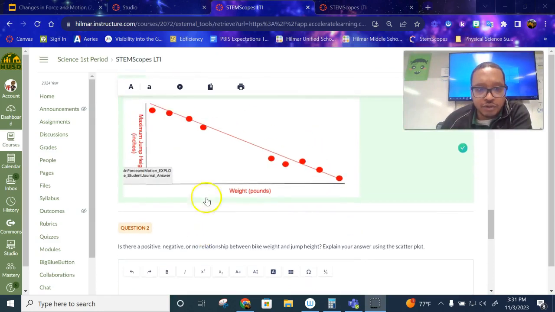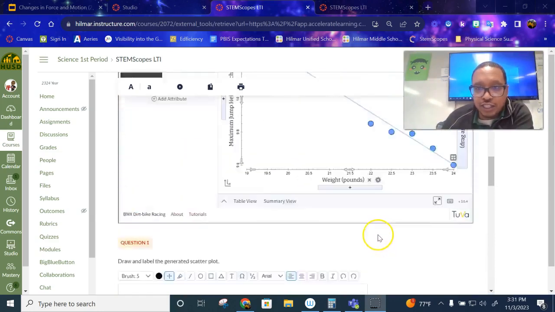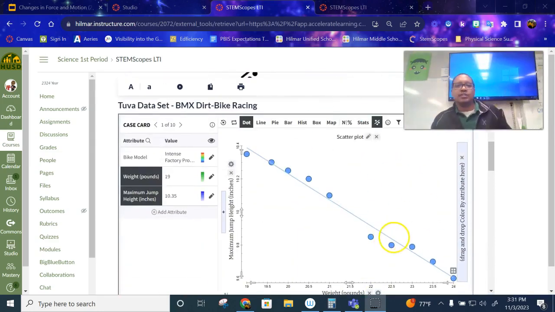Okay, then number 2 says, is there a positive, negative, or no relationship between the bike weight and the jump height? Explain your answer using the scatter plot. So you could say this, and when it says is it positive, it means are they working together?